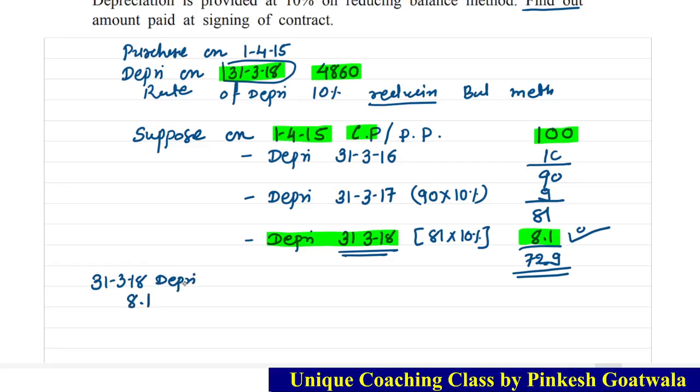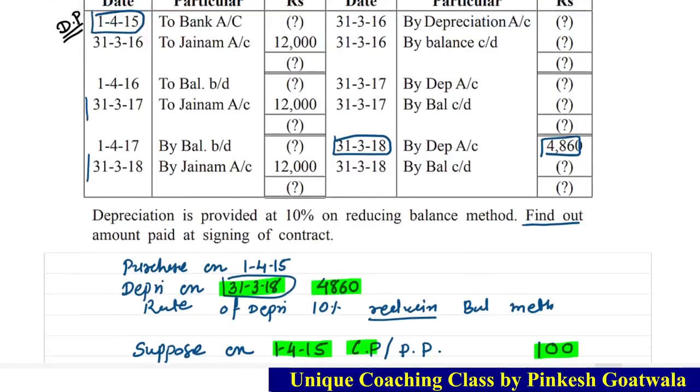Debtors 8.1. In that case cash price 100. Our actual debtors is 4860. So what will be the cash price? So you will get 60,000 cash price. So here we get the cash price, but remember we don't have to find out the cash price. What we have to find out? Find out the amount paid at signing of the contract.